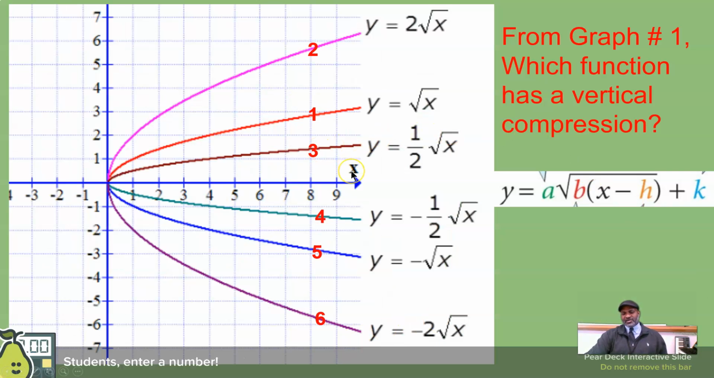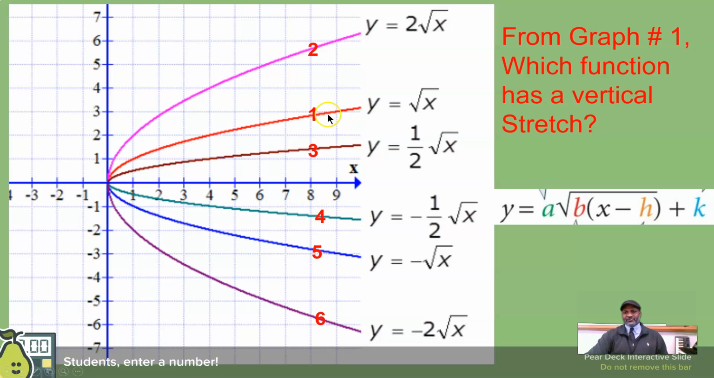Okay. Now here's what I want you to do on the paper here. I want you to circle which one of these graphs has a vertical compression. One is the regular graph, graph number 1. Which one of these, 2, 3, 4, 5, 6, is a vertical compression? I'm going to pause a minute. You circle one. All right. The one that you should have circled is 3. The answer to this one is 3. Let's go to the next.